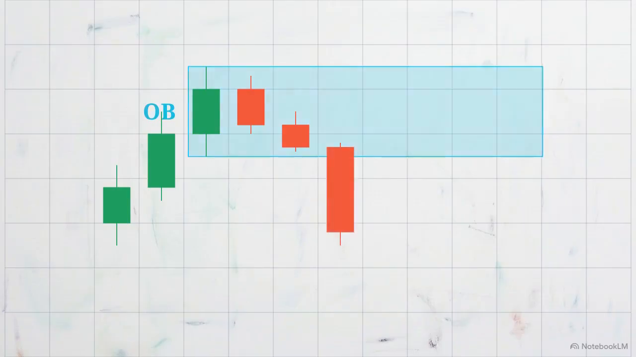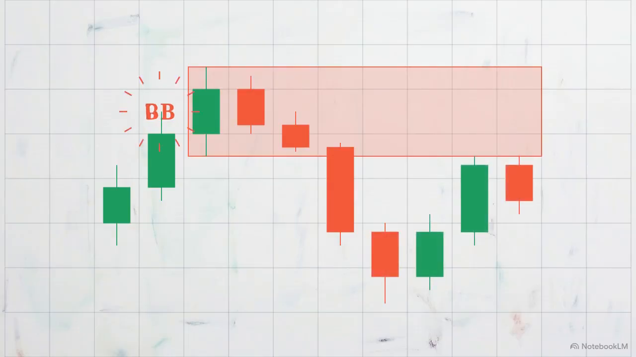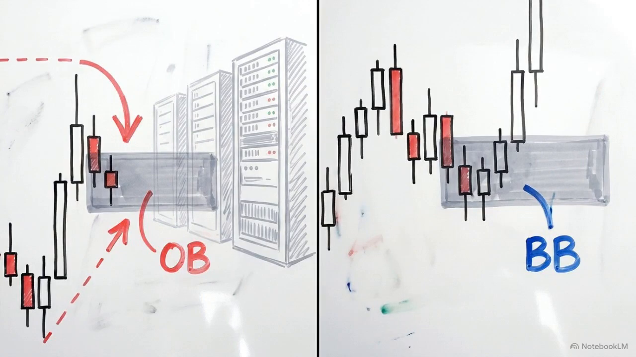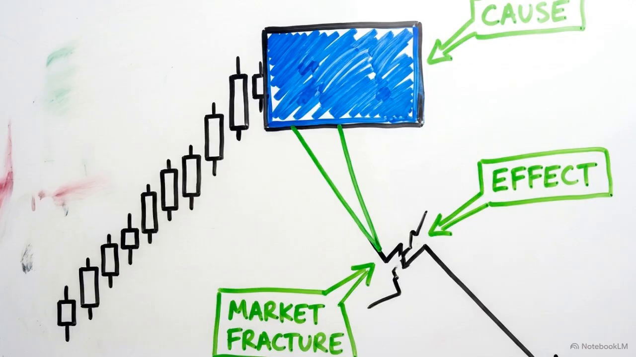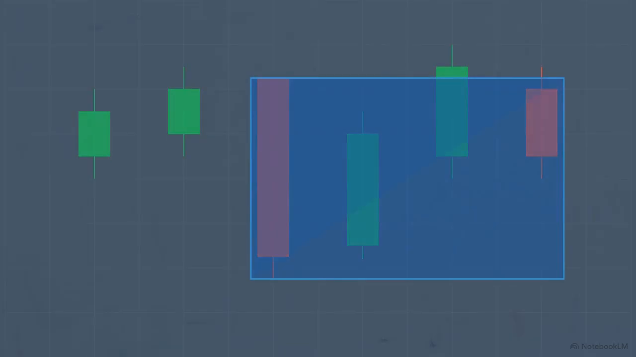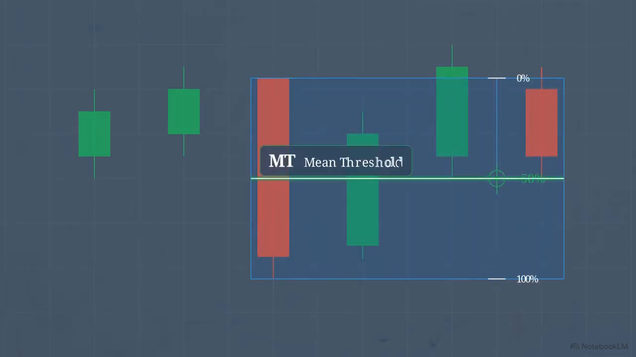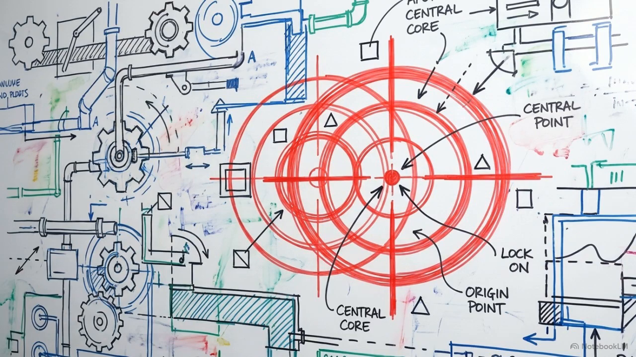If this block fails and price cuts cleanly through to test it from the opposite side, it becomes a breaker block. Regardless of the variant, the critical rule remains. An order block is valid only if it directly caused a break of structure or a change of character. For precision entries, execution is typically calibrated to the mean threshold, or MT, representing the 50% mathematical midpoint of the order block itself. An order block is the physical origin coordinate of the entire structural algorithm.